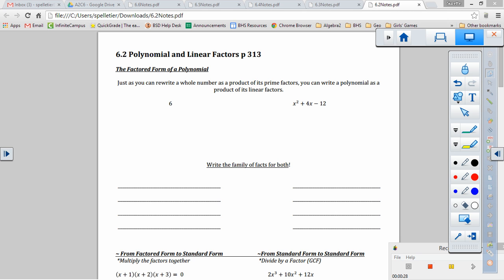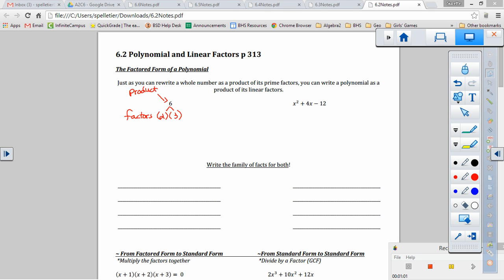So just as you can rewrite a whole number as a product of its prime factors, you can write a polynomial as a product of its linear factors. So we're going to use these two examples, one of just a plain old constant that we're so familiar with. So 6 can be prime factored down to 2 times 3. Right? 2 times 3 are the factors, the things that I multiplied together to give me the product of 6.